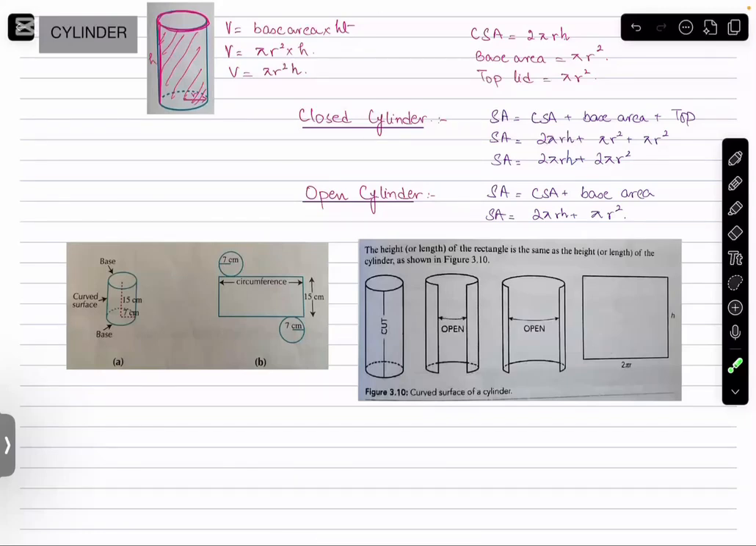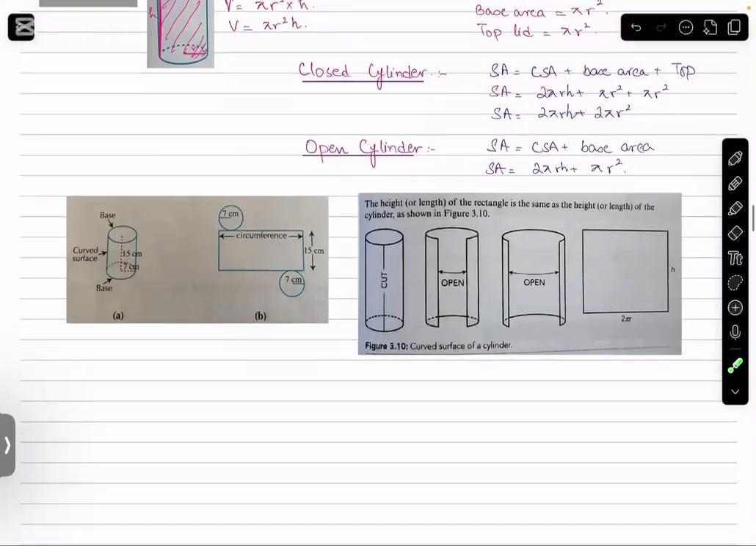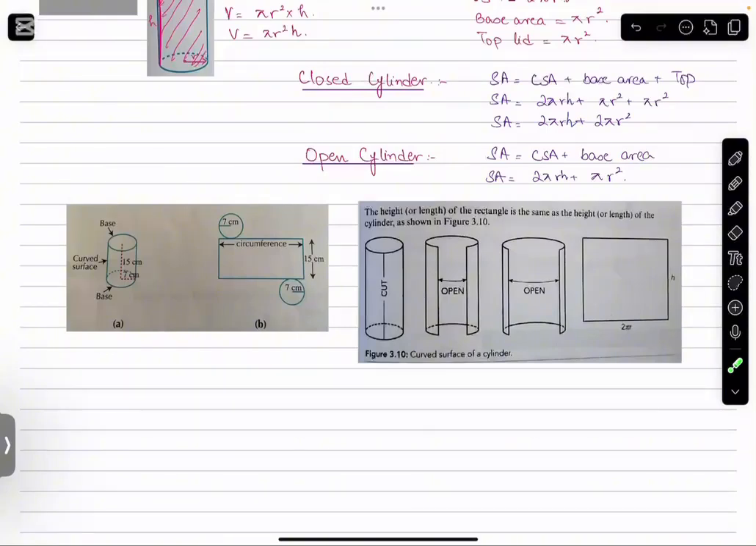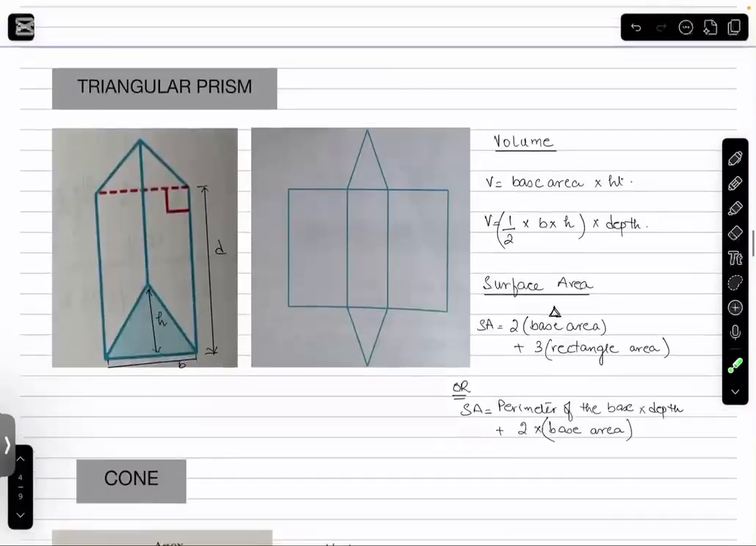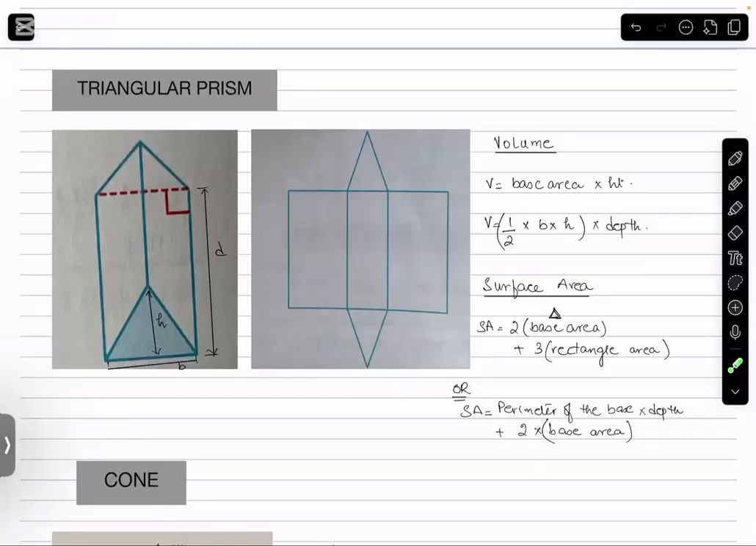So I hope up till here everything is clear. And if there is any query, I'll go back to your queries once I finish the explanation for the other 3D figures that I have here. So don't worry, everything will be explained and the queries will be resolved. Just wait for your turn.